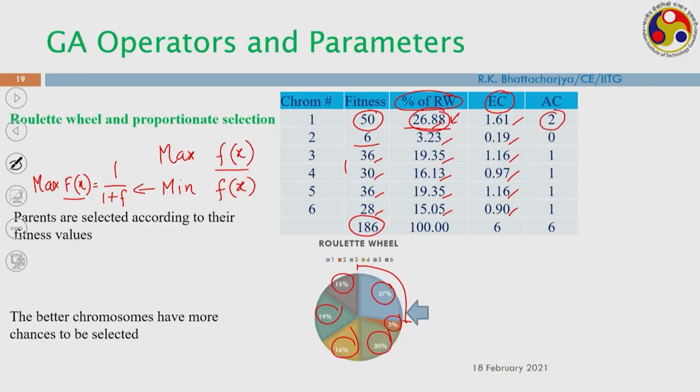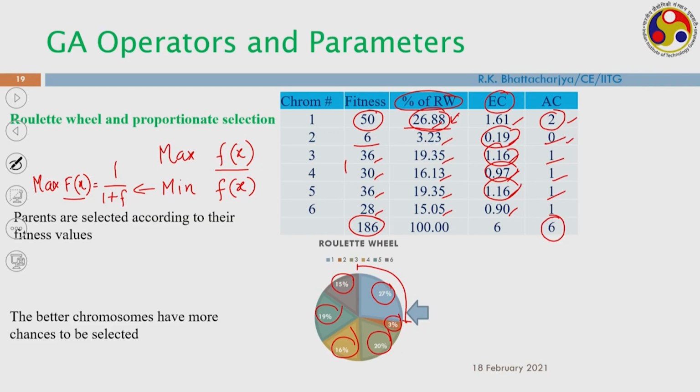So, it is 1.61, I have rounded up and I am getting 2, and this is 0.19, it will not be selected, 0. 1.61 will be 2, 0.97 will be 1, 1.16 will be 1, and 0.90 will be 1. So, what you are doing is that the first solution, the best solution, will have 2 copies, the worst solution will have 0 copies, and the other solutions will have 1 copy each, and altogether I am getting 6 solutions.